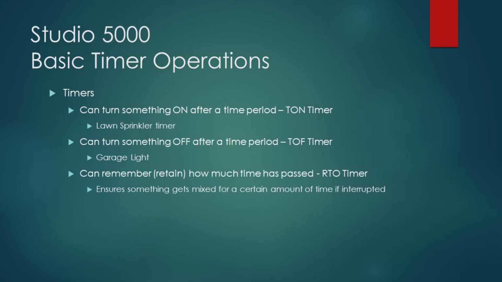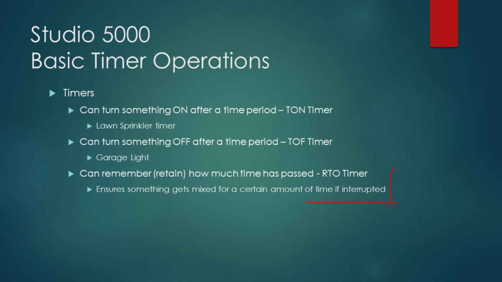In this video, we're going to look at basic timer operations. Timers can turn something on for a period of time. You might think of a lawn sprinkler. A timer can also turn things off for a certain amount of time, maybe like the garage door light, that the opener turns off after it's been on for a while.